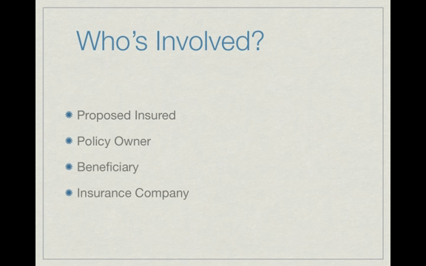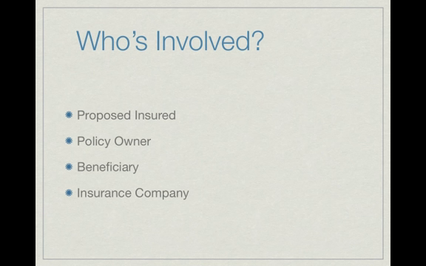The beneficiary is the person, or entity rather, who's going to receive the benefit of the life insurance policy when it pays out. This can be an individual, a child, a spouse, it can be a charity, it can be a university, it can be pretty much anyone or anything. And lastly, the insurance company.